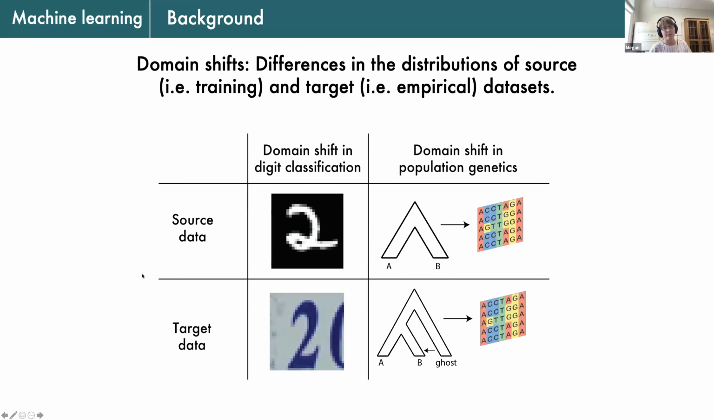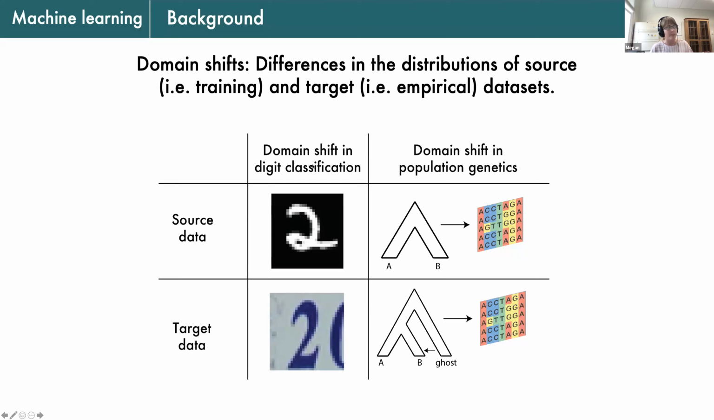In machine learning, we think of these as domain shifts. So domain shifts are differences in the distributions of source or training data and target or empirical data. Our source data, that's just another word for training data sets. These are the data sets we would simulate in population genetics and use to train our algorithm. And our target data are going to be the actual data that we want to apply our algorithm to. So in our case, empirical data that you've collected from real populations.